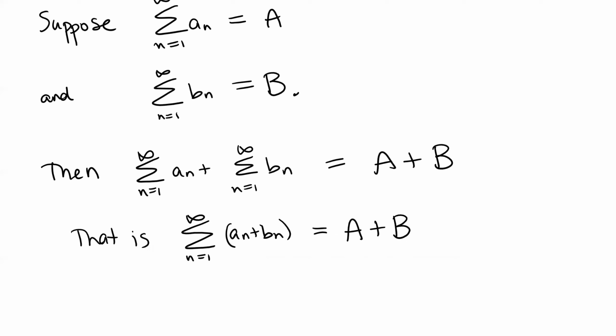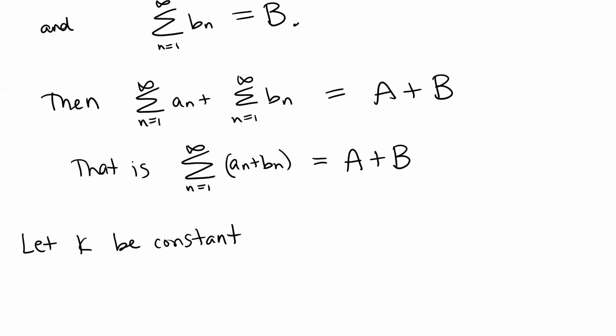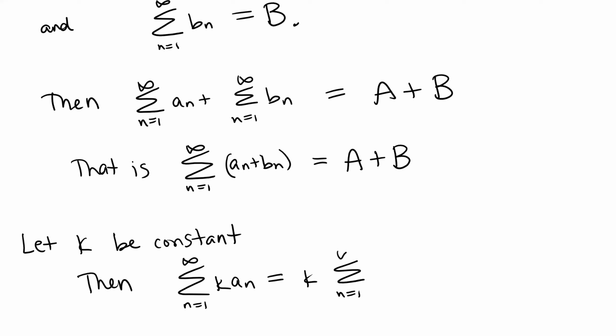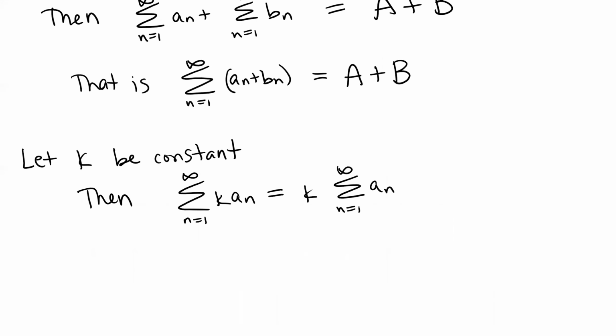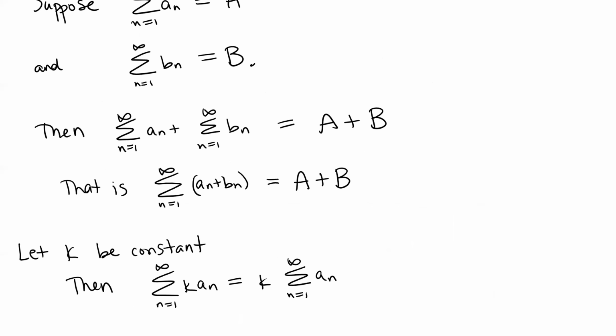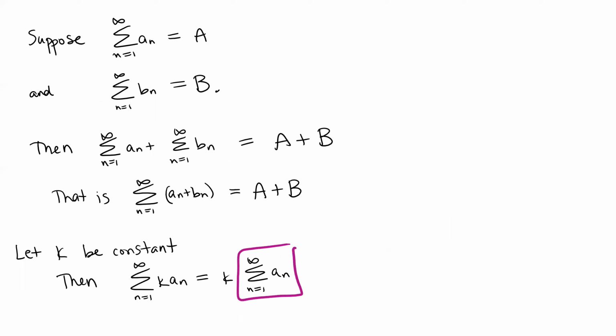Okay, how about if we take this first series here and multiply it by some constant? So like, let's have k be a constant, maybe your favorite number, maybe 32. Then that means that if we take every term and multiply it by k, then this series here is going to converge to k times the series from n equals 1 to infinity of an. And we already know that this series here converges to A. So this is equal to k times capital A.